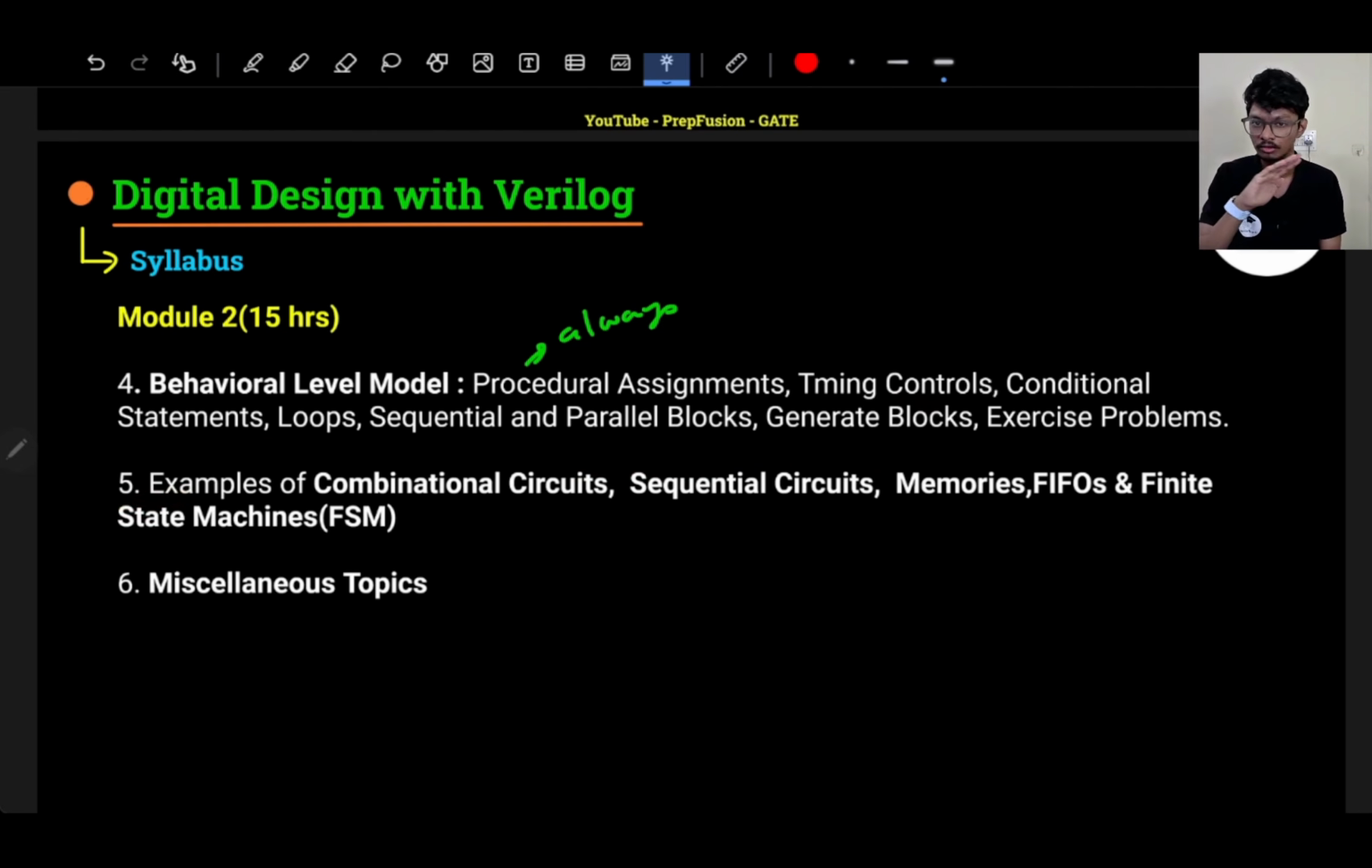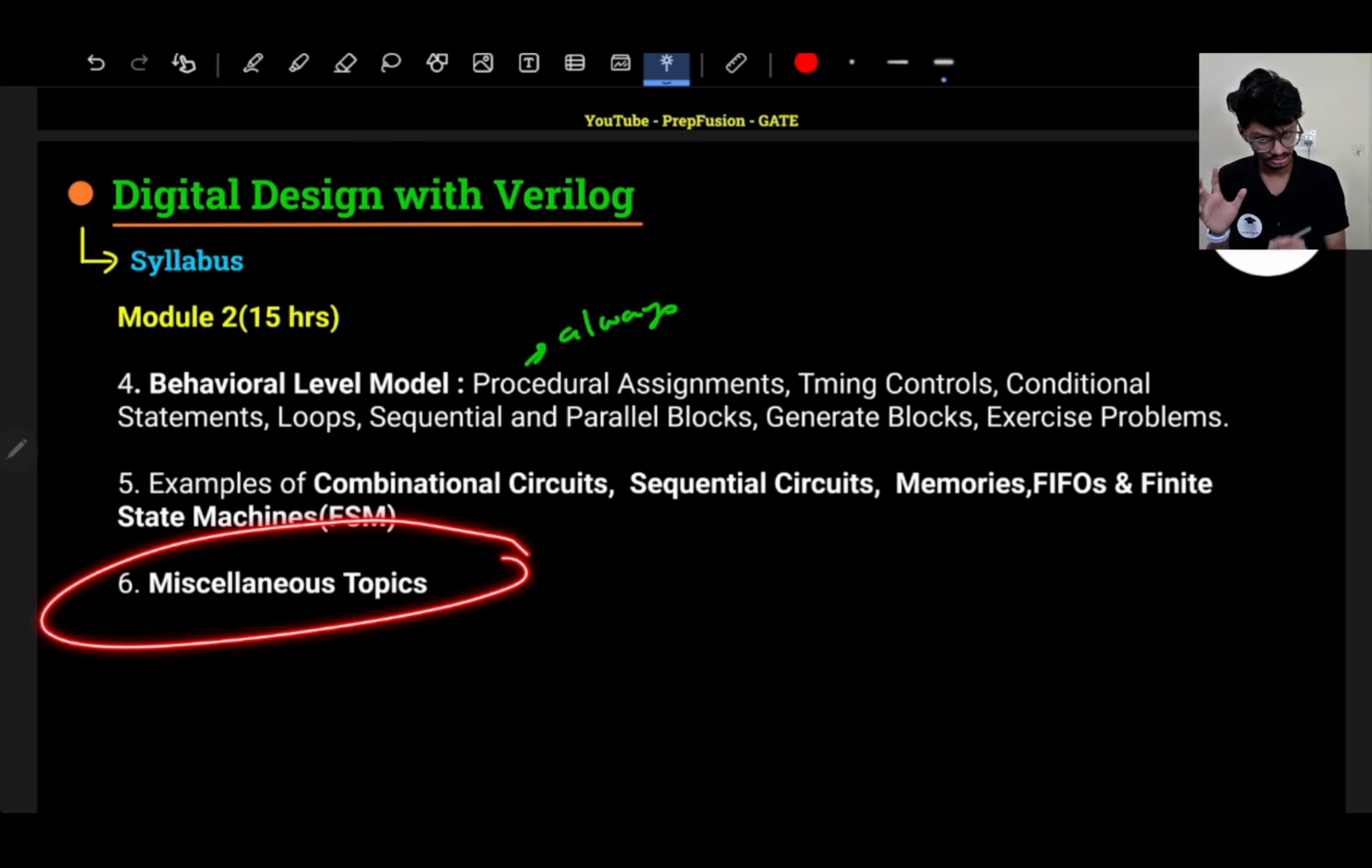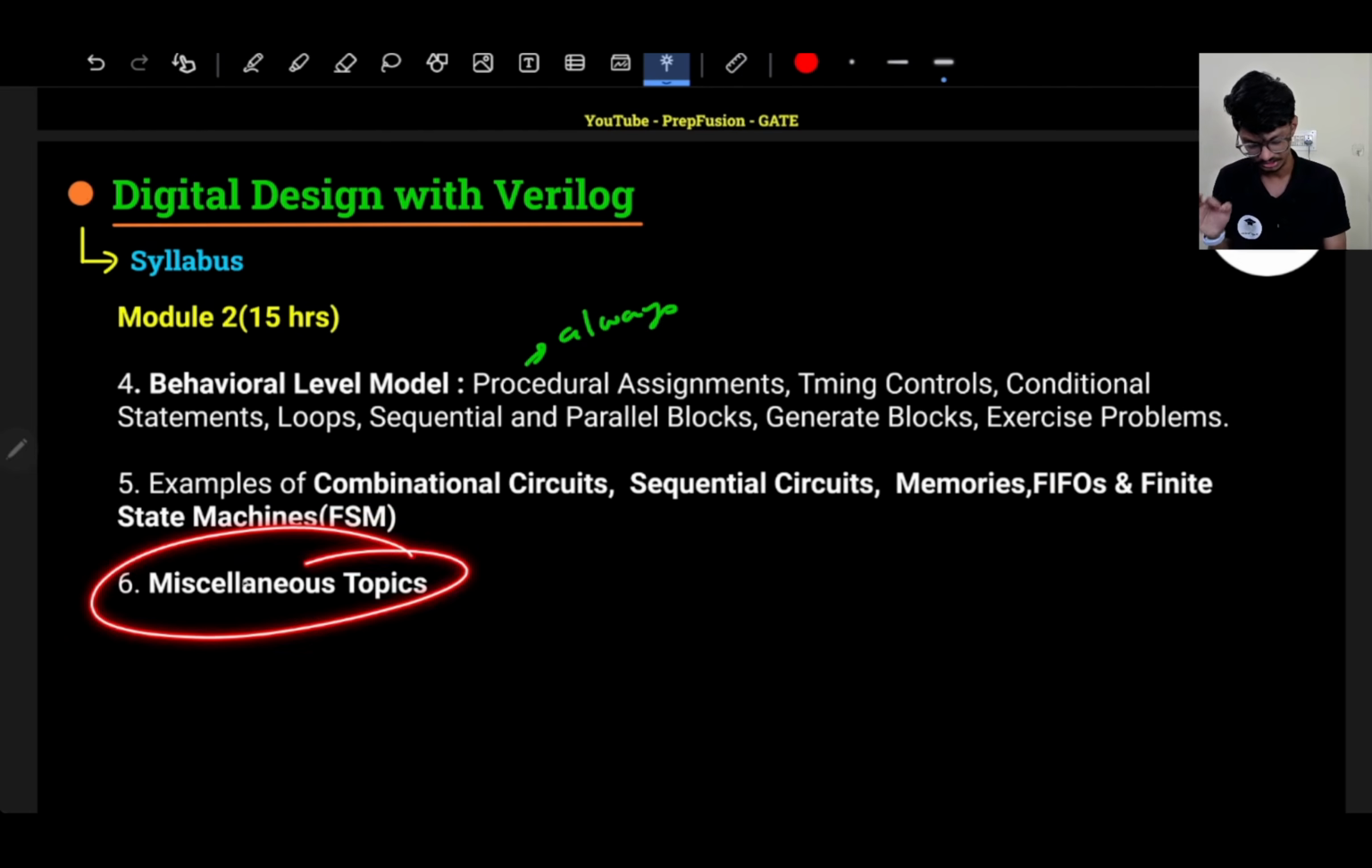At the end, in the fifth chapter, we will do examples of all the circuits, combinational circuits and sequential circuits. Then we will model a few memories: RAM, ROM, dual RAM. FIFOs also we will model. Of course, we will model finite state machines. I have taken great examples of FSMs, like a vending machine problem and a traffic signal problem. All those we will implement in Verilog code, and a few miscellaneous topics that are left out we will cover in the last chapter.